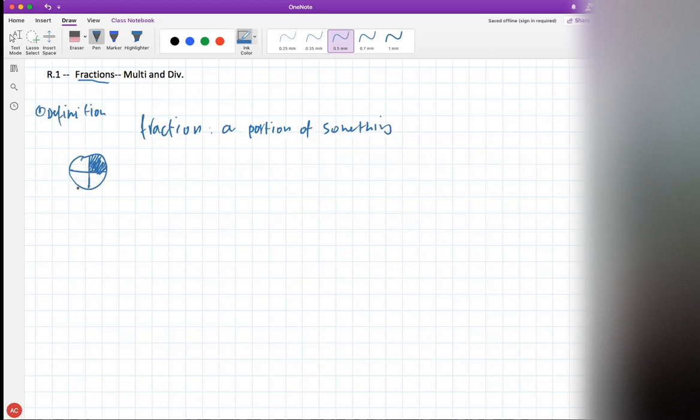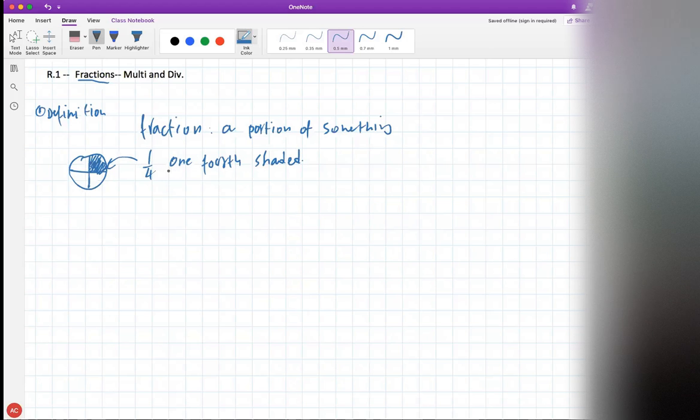Very good. So we have a whole, one piece of something. We divide it into 4 equal pieces. Then we take 1 out of it. So we say 1/4 or 1 out of 4. And so 1/4 basically we can say is shaded or is taken or is cut from a whole.